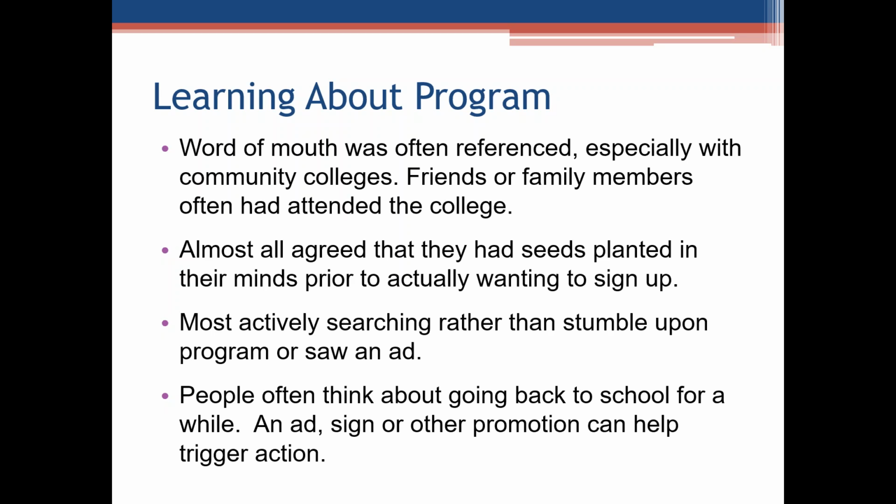And so that kind of feeds into the next item there, that they're actively searching rather than stumbling upon a program. So when they know that they want to pursue something, they'll go out and use the internet and other means. Primarily the internet would be the primary way to see what's available. These students, or prospective students at this point, are often thinking about going back to school, but doing advertising, being proactive in terms of having a web presence as well as ads and signs and other promotional materials, still very important.